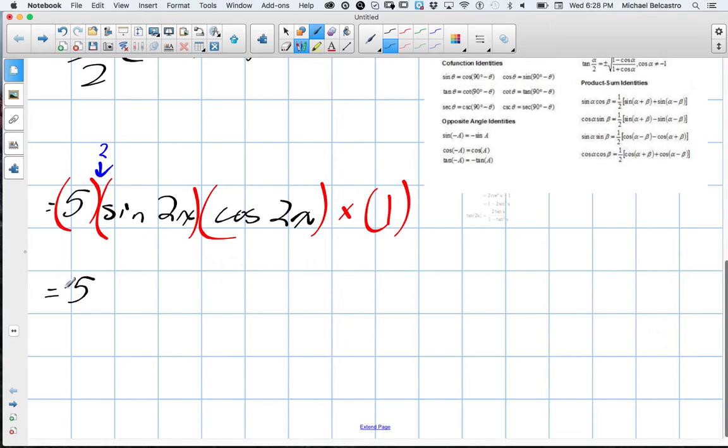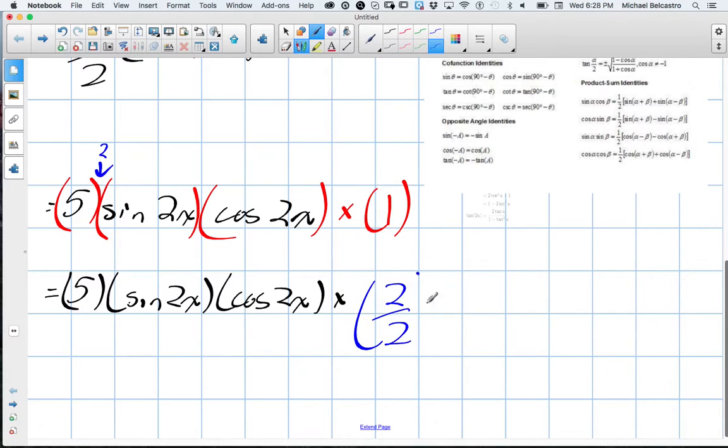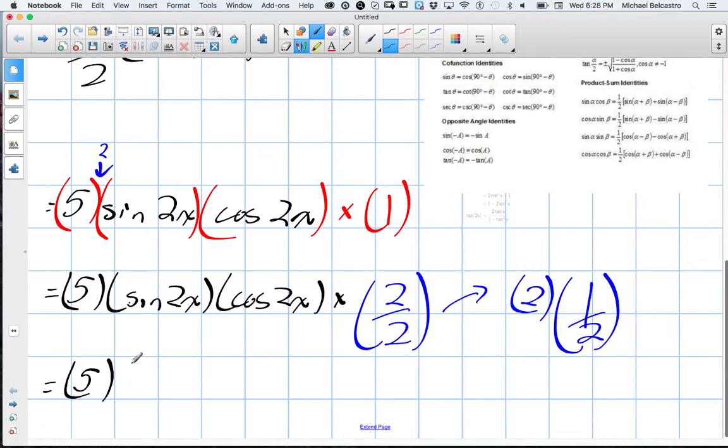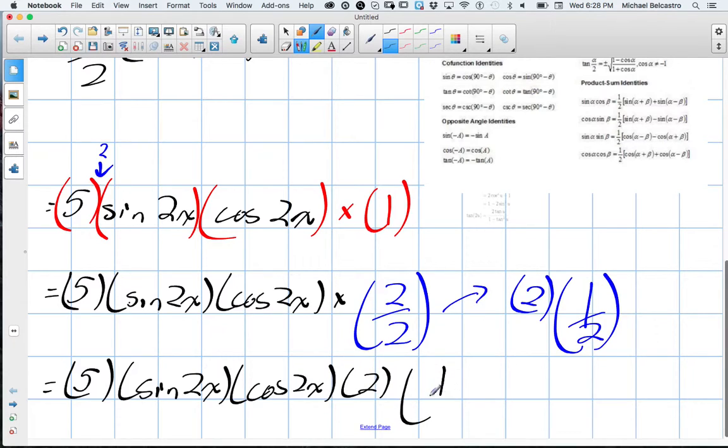Well, let's no longer have it as 1. Still going to keep these separated so you can see that they're terms. Instead of being 1, where we'd have a value of 2, let's call it 2 over 2. That's the equivalent of 1. And not just 2 over 2, let's decompose this just like we decomposed that 5 before. 2 over 2 can be written as 2 times a half. Well, now that I've done that, I now have 5 times sine 2x times cos 2x times 2 times 1/2.